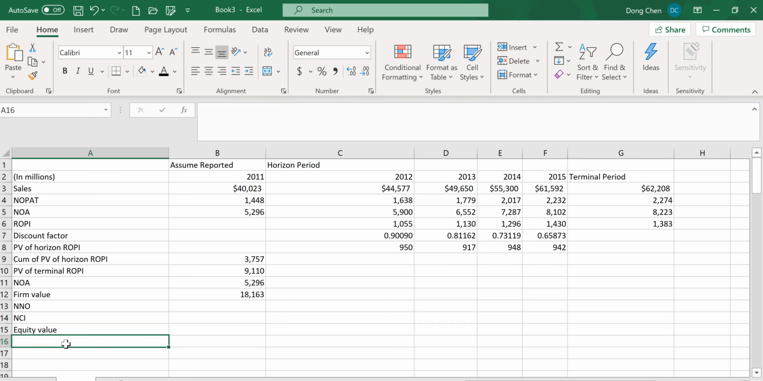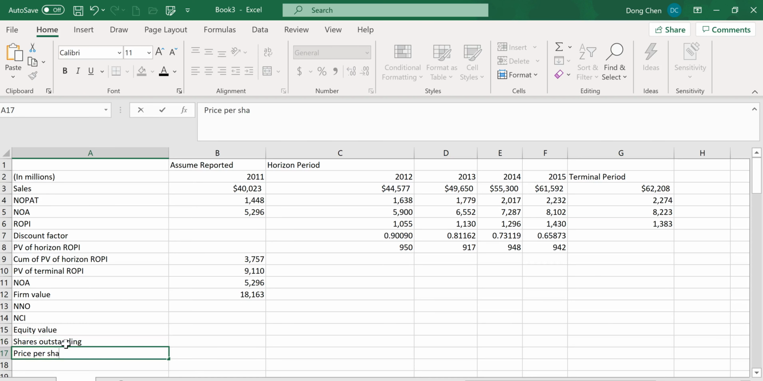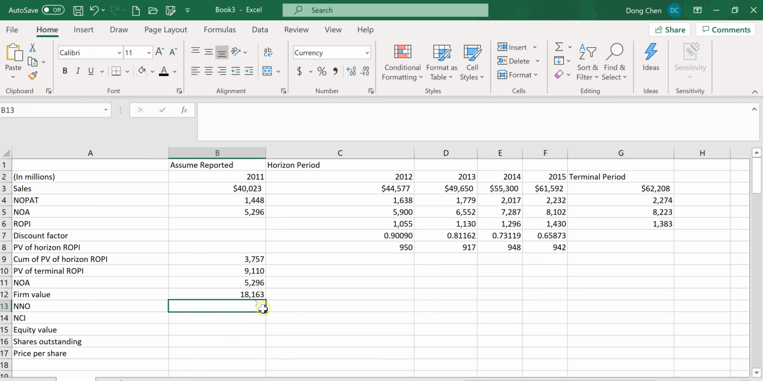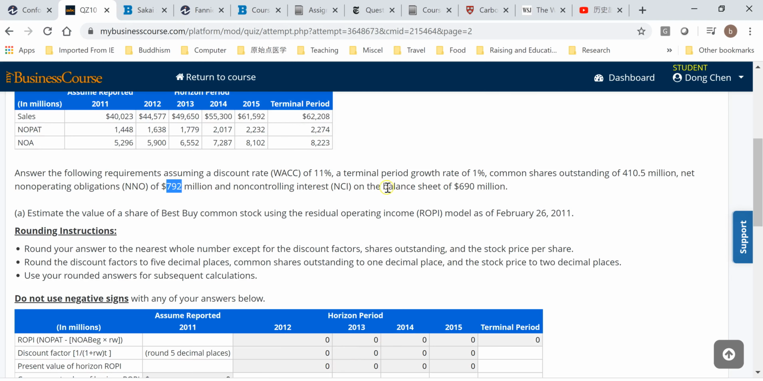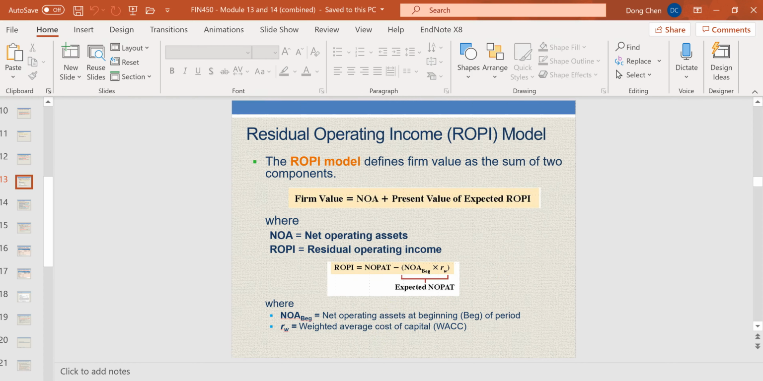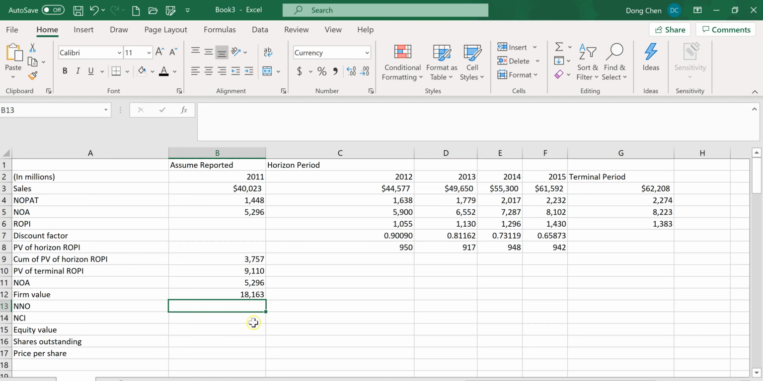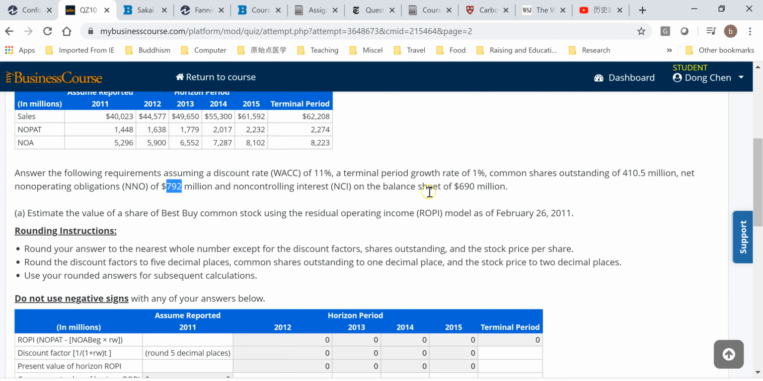And so after asset value, I need to get shares outstanding. And then dividing by shares outstanding, I get the price per share, right? So basically, I need to fill in these blanks. NNO is directly provided, right? NNO is right here. Net non-operating obligations of 792. So I just copy the number, 792, and NCI is 690, right? 690.